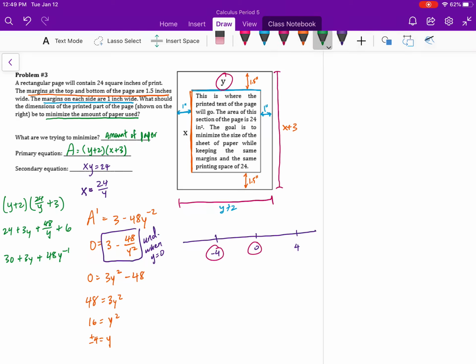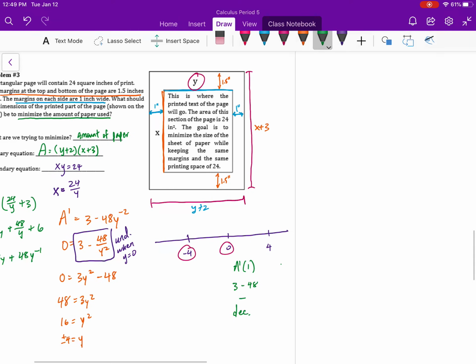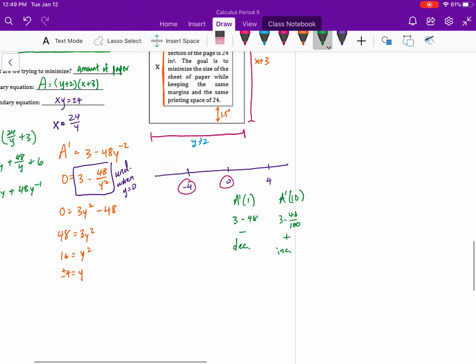So we're going to plug some test values into the derivative. So maybe we would do A prime of 1. That's going to be equal to 3 minus 48, which is definitely negative. So the graph is decreasing over that interval. And let's plug in 10. So A prime of 10, which is 3 minus 48 over 100. 3 minus something like 1/2. That's going to be positive. So that means that the graph is increasing over that interval. And that confirms for us that y equals 4 is the minimum.